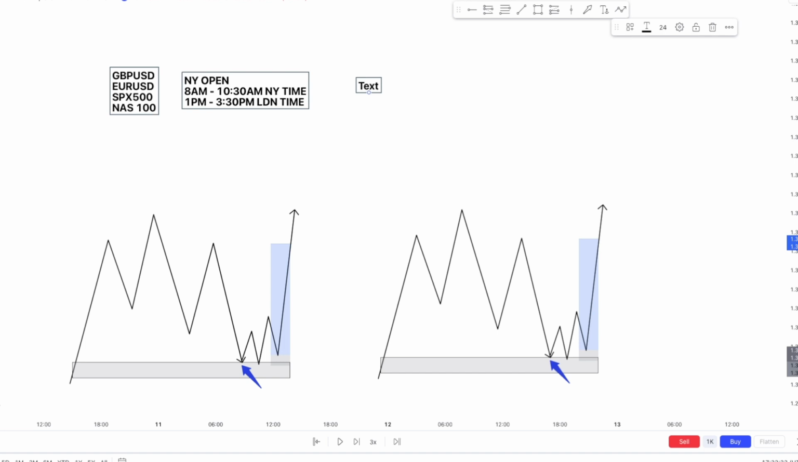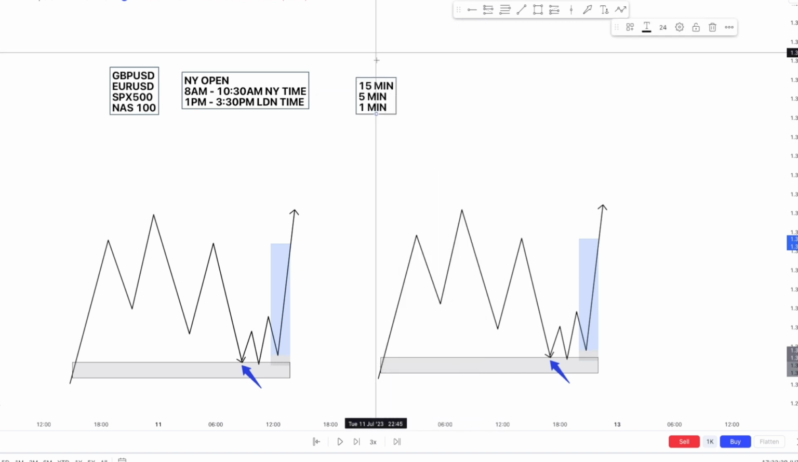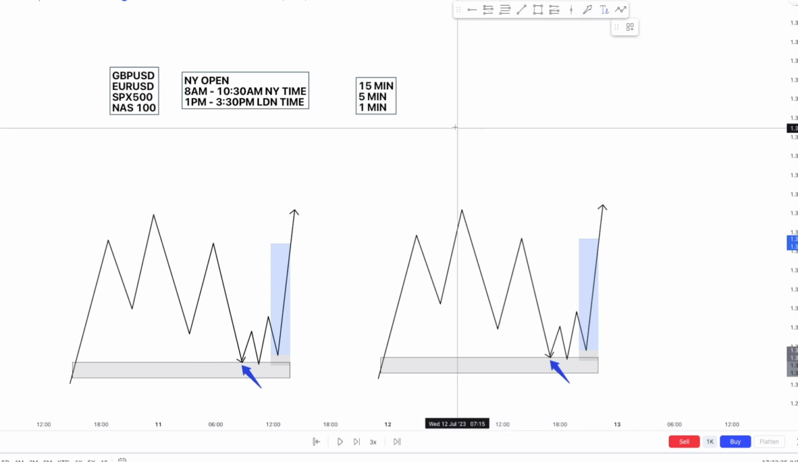And the next thing you have to do is align the time frames you trade the strategy on. You have to utilize these three time frames right over here, from the highest one, which is 15-minute, to the 5-minute, all the way to the 1-minute time frame. And that's what's going to help you increase the win rate by a lot.